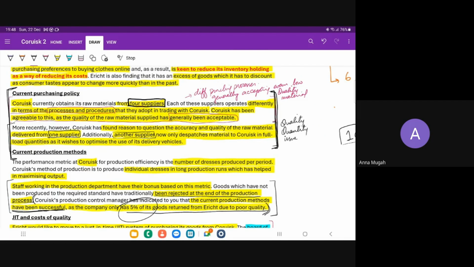But let's start with the purchasing policy, right? What things do you think the company needs to change if the company is aiming to supply to a customer who is moving to JIT? Would you like to volunteer?